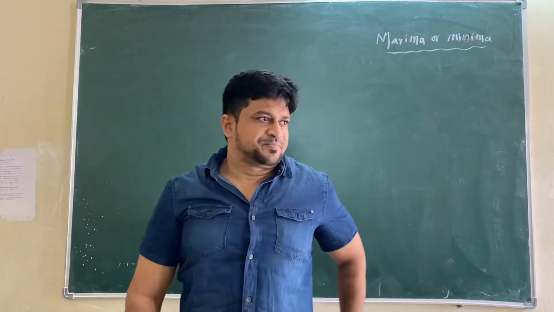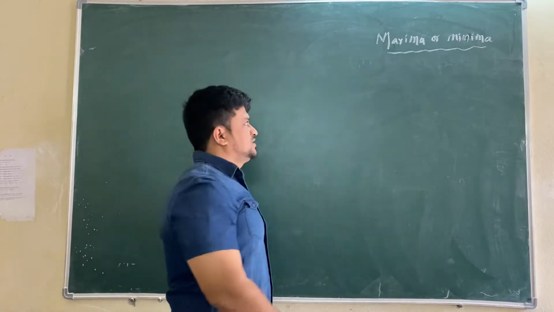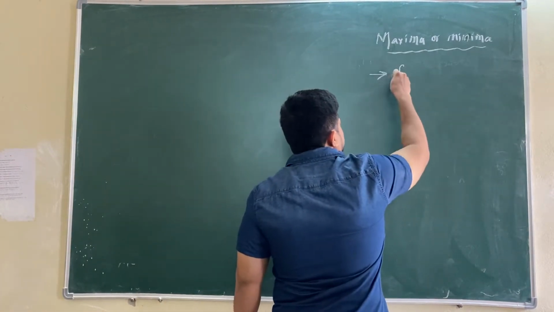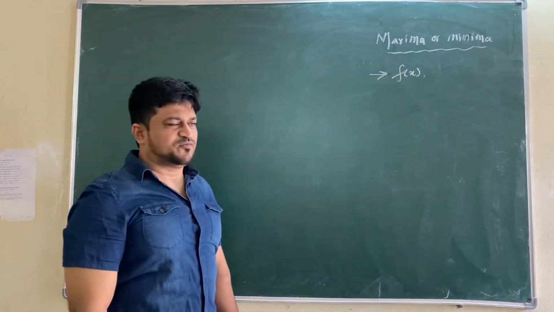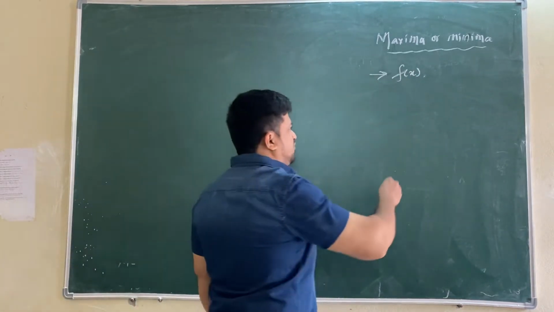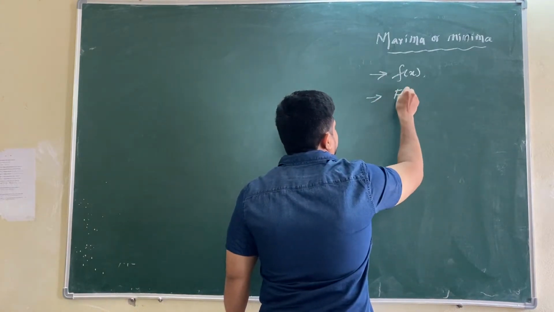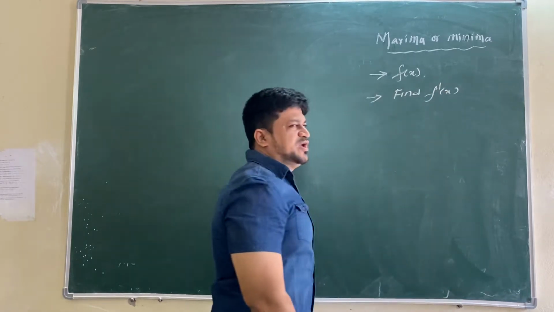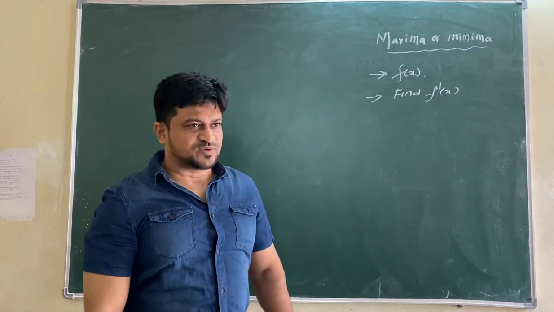Maxima or minima. To find maxima or minima, the first thing we need to do is take one function f of x. Once we have the function f of x, we need to find f dash of x. We have to differentiate that f of x function, and we will get f dash of x.